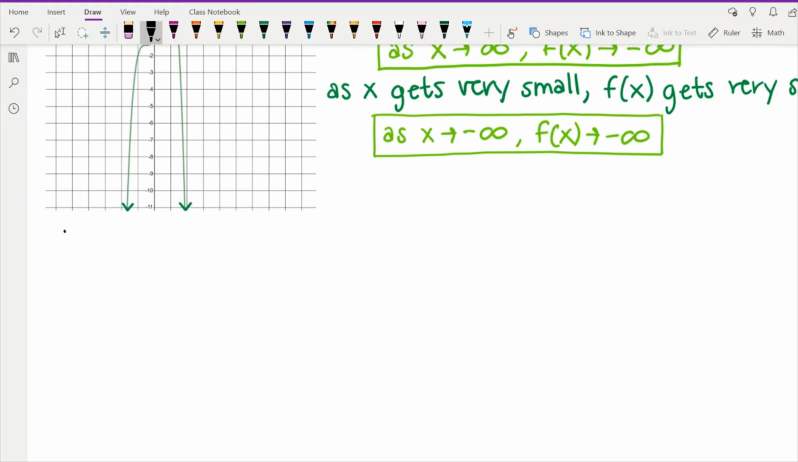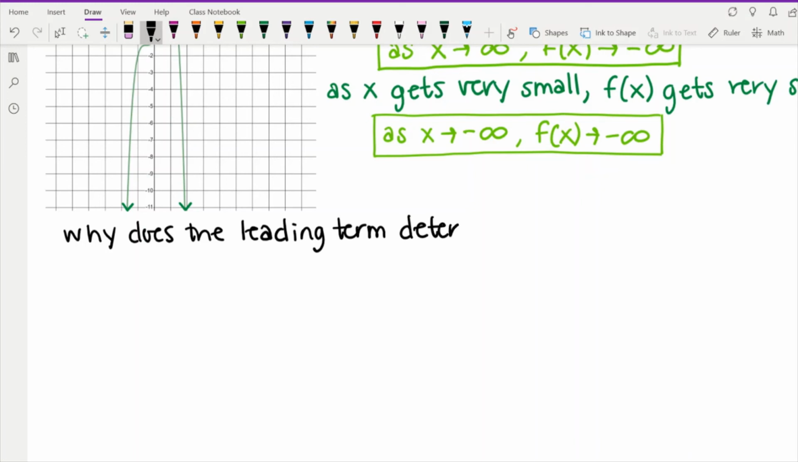So why does the leading term determine the end behavior?